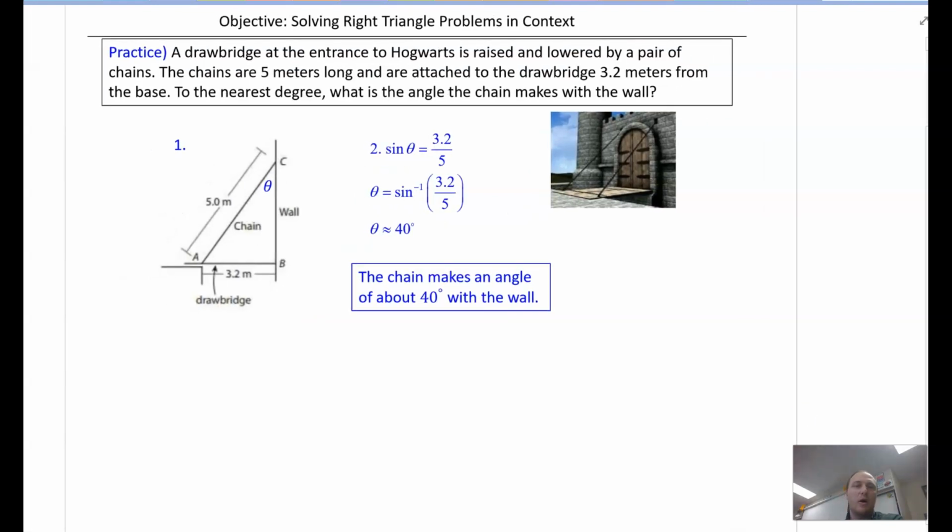We have a drawbridge at Hogwarts that's raised, and it creates this image. And this is a right triangle. So anytime you involve a building or a mountain, and people are running away from it, generally it's going to be a right triangle problem. Okay. All right. So I'm going to stop the video.